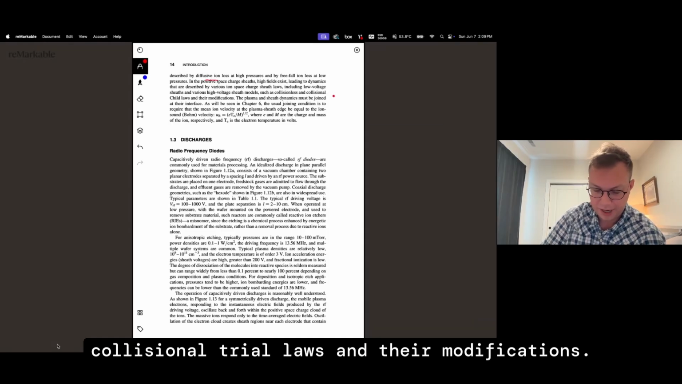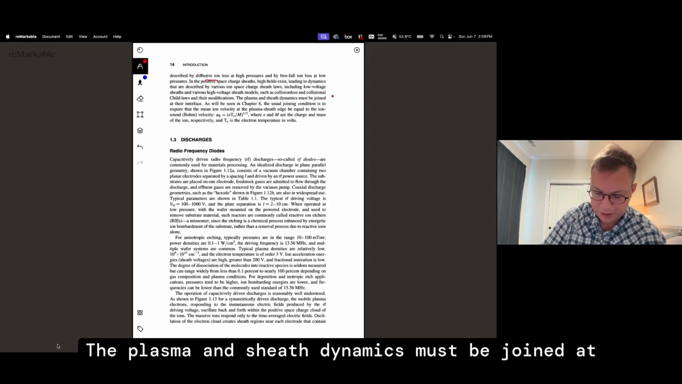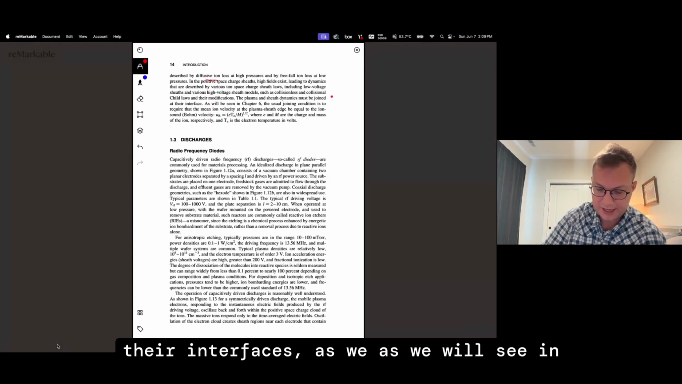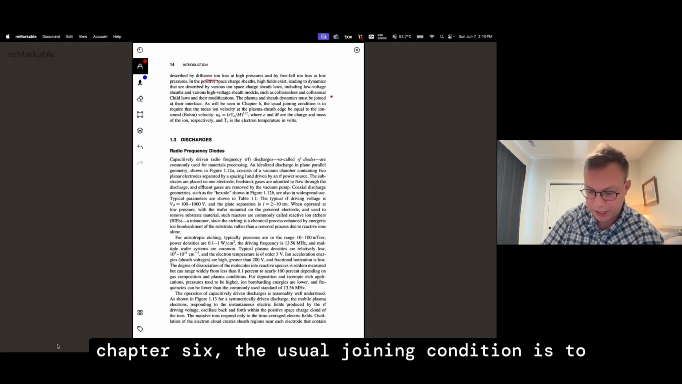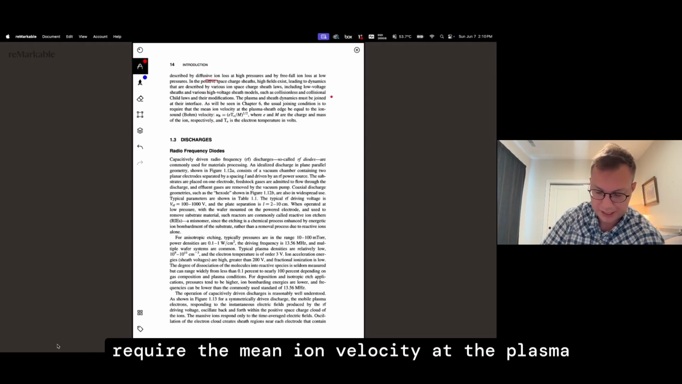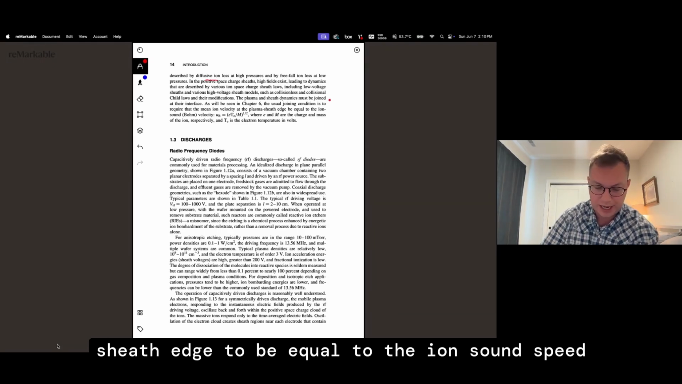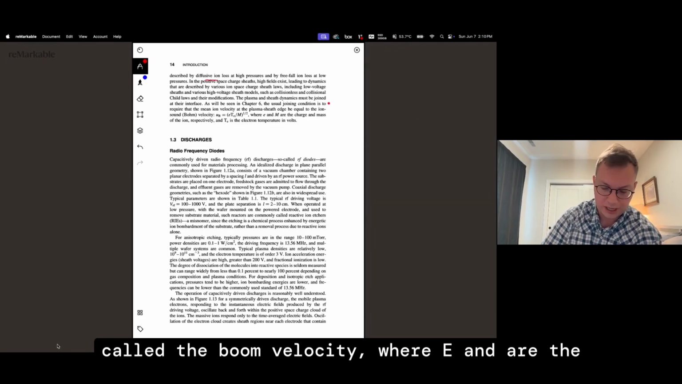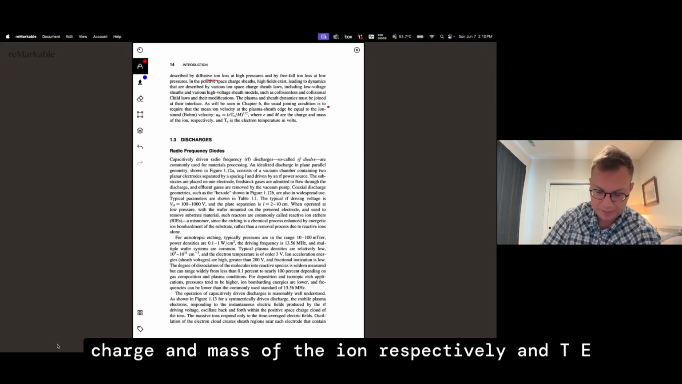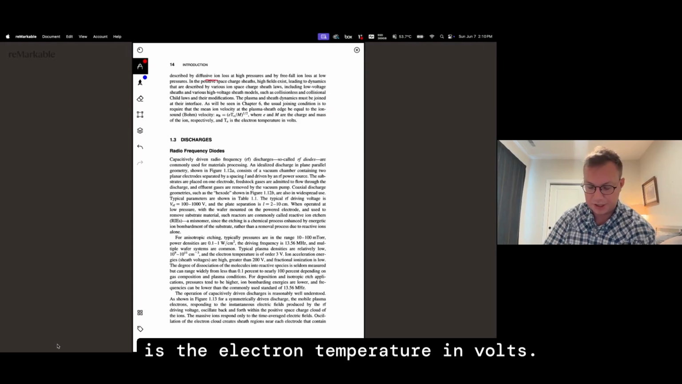The plasma and sheath dynamics must be joined at their interfaces, as we will see in chapter 6. The usual joining condition is to require the mean ion velocity at the plasma sheath edge to be equal to the ion sound speed, called the Bohm velocity, where e and M are the charge and mass of the ion respectively, and T_e is the electron temperature in volts.